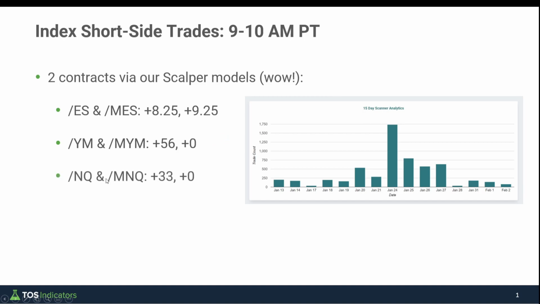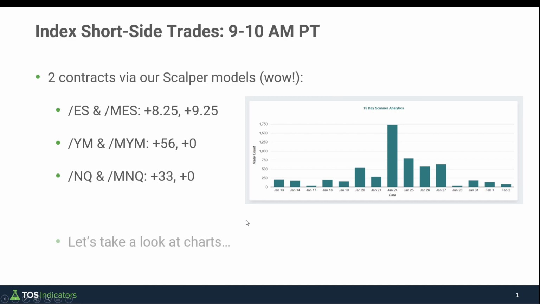Finally, the third market that we'll talk about in today's video was the Nasdaq. Again, you can trade that with the full size NQ or the micro MNQ. That also gave us only the first target, plus 33 points on that first contract. Second contract stopped out at break even. So the S&P was the only market that gave us a T1 and T2, and the Dow and the Nasdaq were good for just their first targets.